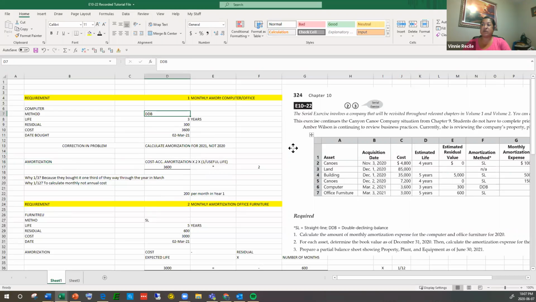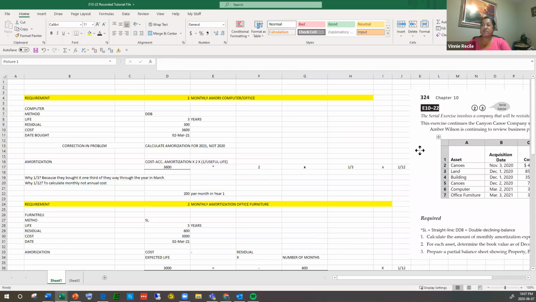So the first thing to do is to break into the formula so that we understand what's happening. I'm just going to move the problem over. The amortization is basically the cost minus accumulated amortization, times 2, times 1 divided by the useful life. And then we're multiplying by 1/12, which is the monthly cost. So let's plug in those numbers. We have $3,600 as the cost, times 2, times 1/3. Why is it 1/3? Because they purchased the computer in March, which is basically 1/3 of the year through, and then you're multiplying it by 1/12.